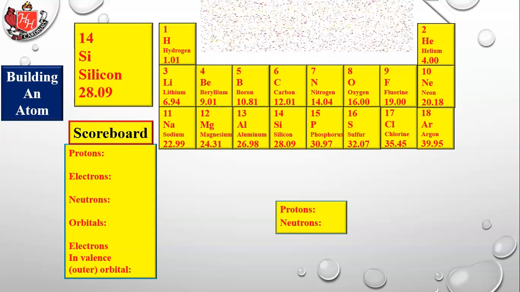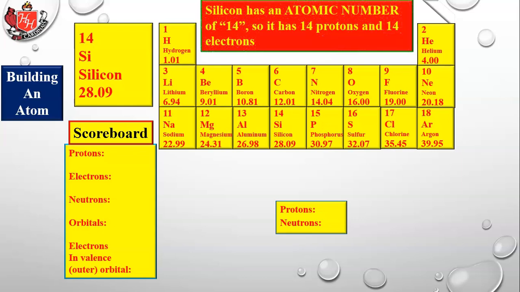So here we go. Silicon has an atomic number of 14. That's the number at the top in the upper left-hand corner. So it has 14 protons and 14 electrons. That number right there tells you how many protons, and when it's born, it's electrically neutral, so it has the same number of electrons. So we fill in our scoreboard with 14 protons and 14 electrons. Now we're also going to fill in our nucleus right there, and we see 14 protons right there.